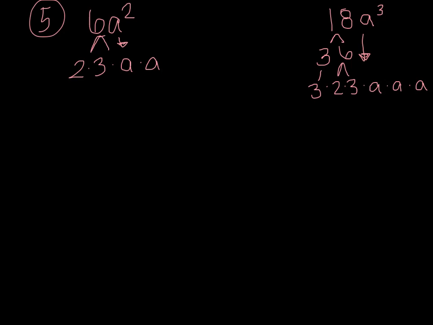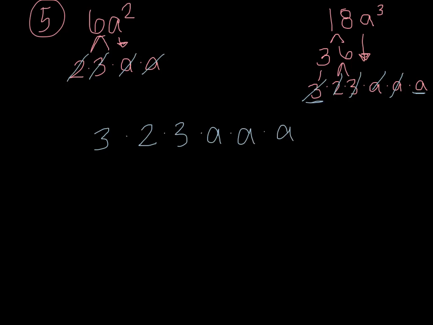Okay, now I have to go through and say, okay, which ones do they both have in common? They both have a 2. So I'm going to bring down a 2. They both have a 3, so I'm going to bring down a 3. They both have an a, so I'm going to bring down an a. Both have an a. Bring down an a. Okay, so now I am left with a 3, so I have to times by 3. And I am left with an a, so I have to times by another a. Okay, so now I'm just going to multiply them all together.